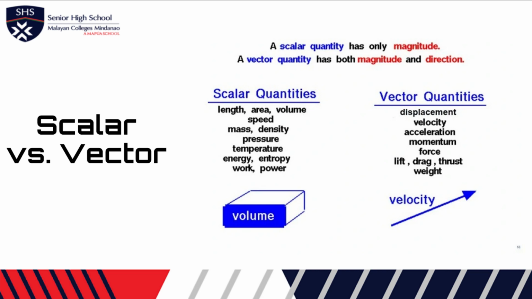What are the examples of scalar quantities? We have here the length, area, volume, speed, mass, density, pressure, temperature, energy, entropy, work, and power, which only have magnitude. On the other hand, vector quantity examples are displacement, velocity, acceleration, momentum, force, lift, drag, thrust, and weight, which most of them or all of them have magnitude plus direction.